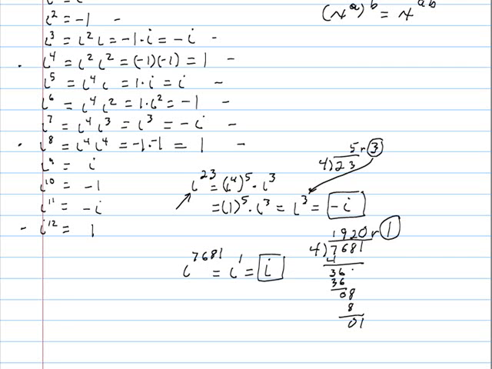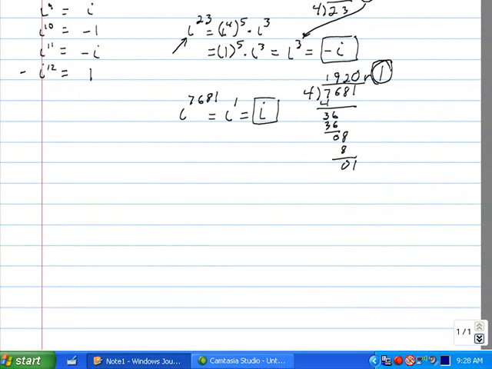And you can find any power of i that way. Just take the power of i, divide it by 4, look only at your remainder, and i to this power will be the same as i to this remainder. And that concludes our section on the powers of i.